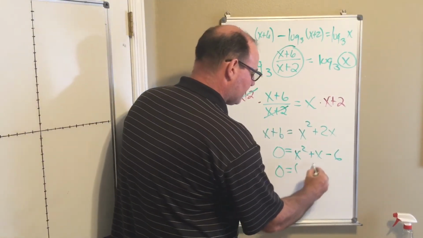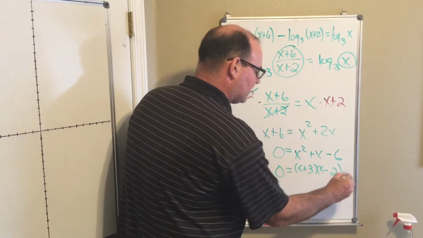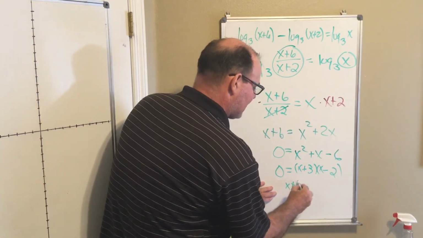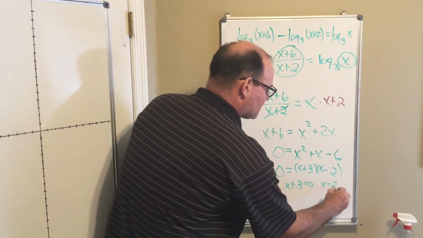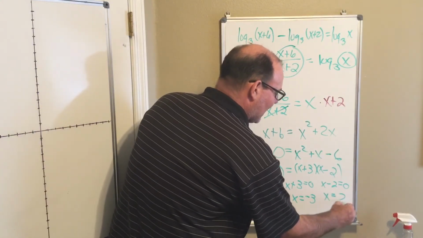This factors. I think the rest of this is kind of old hat. You've done about 4 billion of these in your math lives. Then I have x plus 3 equals 0, x minus 2 equals 0. So my potential solutions are -3 and 2.